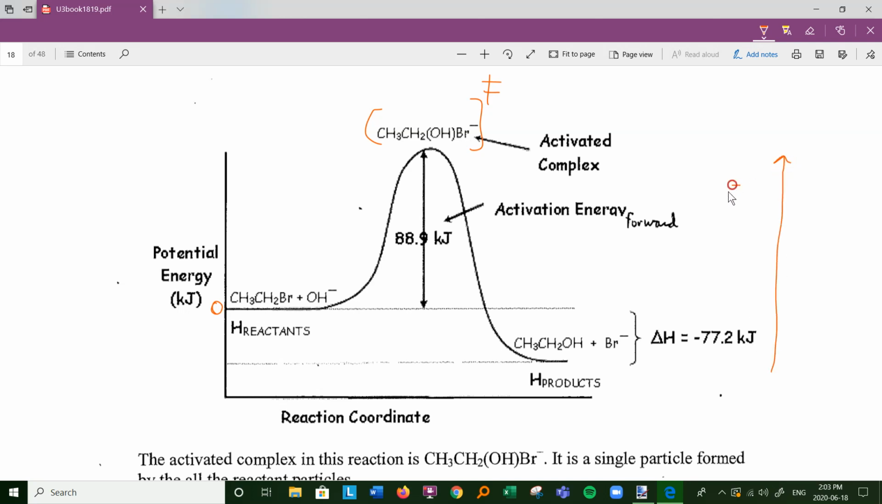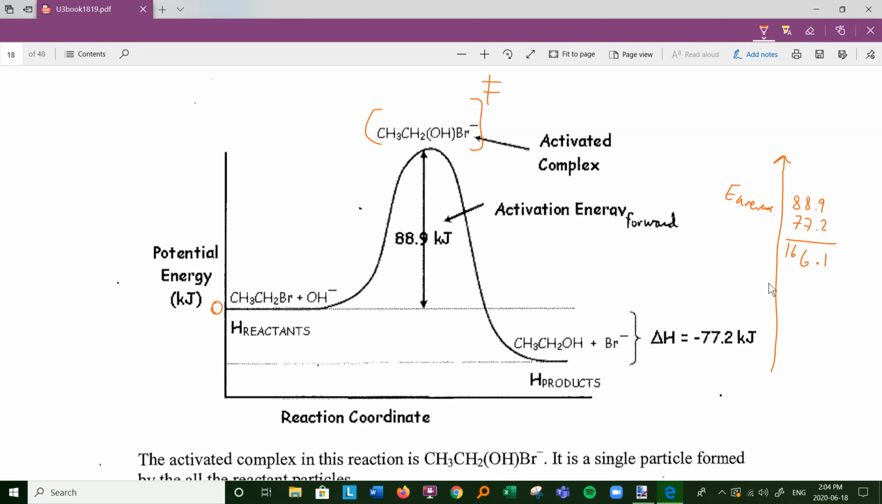I forgot my calculator in the other room. That's okay, let's get it here. EA reverse is going to be EA forward minus delta H. So 88.9 minus a minus 77.2. So 88.9 plus 77.2, 166.1. Is that correct? That's like 90 and 80 is 170, a little less. So 166.1. So that is EA reverse in this example.